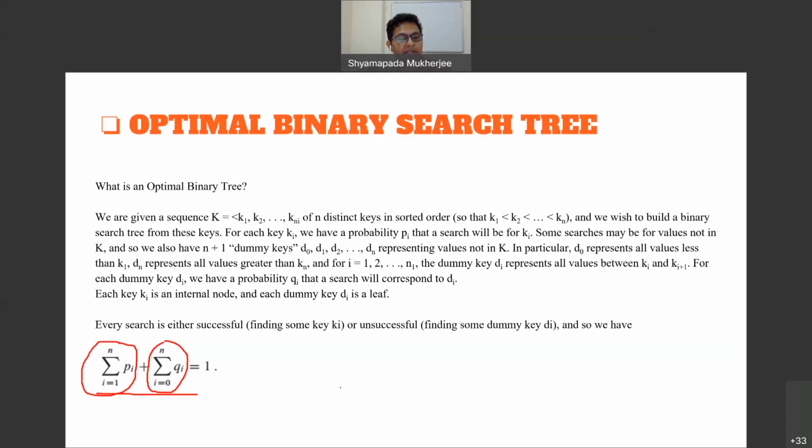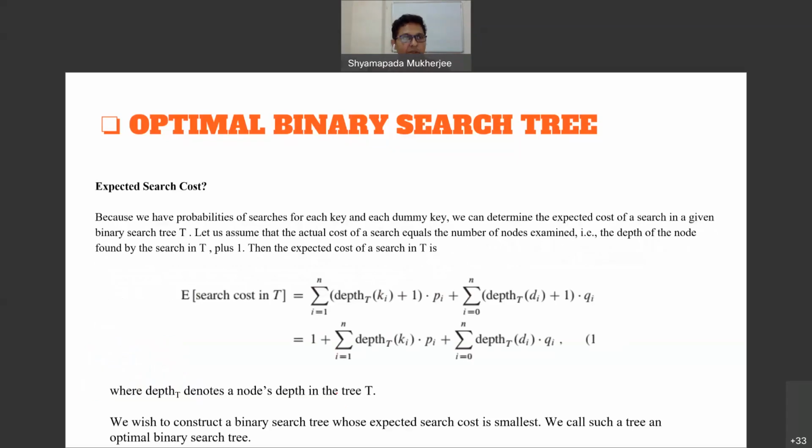Why is this probability important? Because we want to find the expected search cost. We don't know which particular key will be searched at a particular time. But based on the text given as input, we know how many times a particular key is present in the text, and based on that we can calculate the probability of each term present in the text. That's why each key or dummy key is associated with a probability value, Pi or Qi. We are interested in finding the expected search cost. What is the search cost? Search cost is the number of nodes we need to visit while searching.